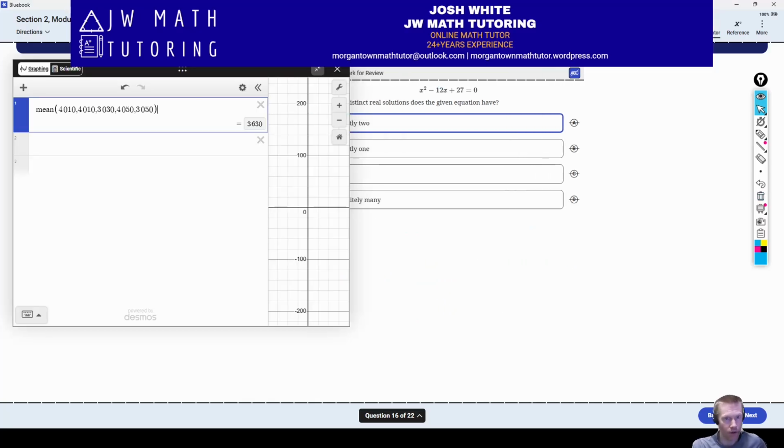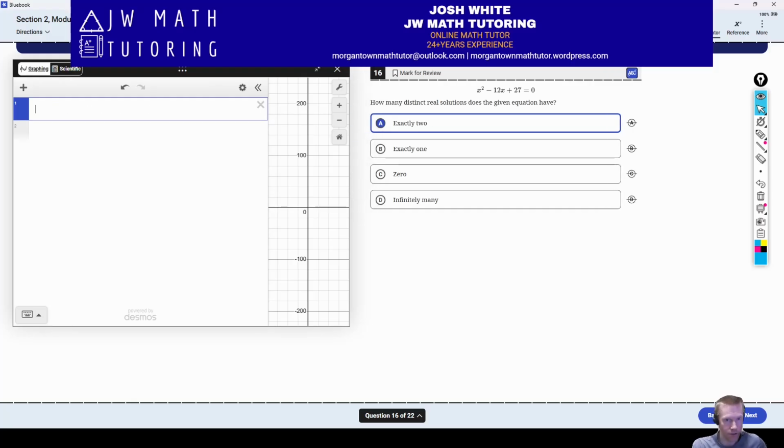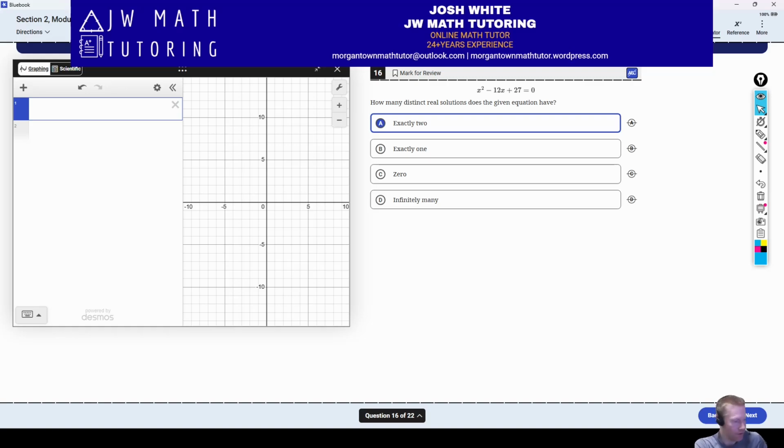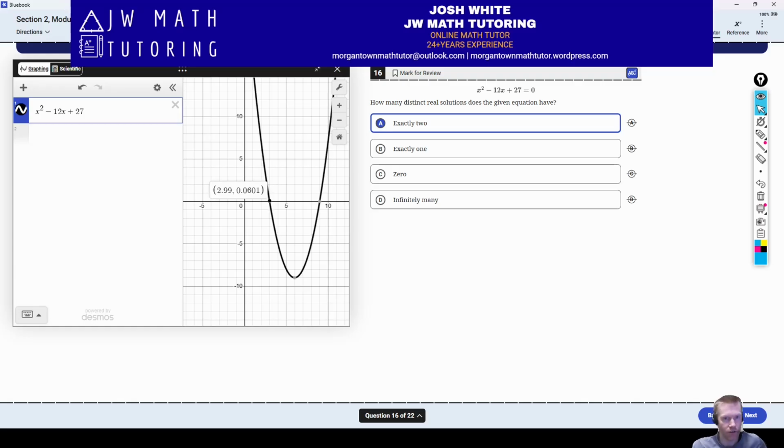Now, the other approach that I would recommend is just going to Desmos and graphing this. And basically, the real solutions are just the x-intercept values. So how many unique x-intercepts does this have? Well, 1, 2. So the correct answer for this is just letter A, 2, and that's it.